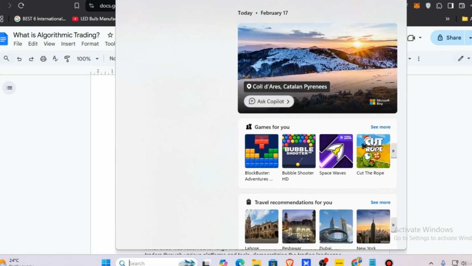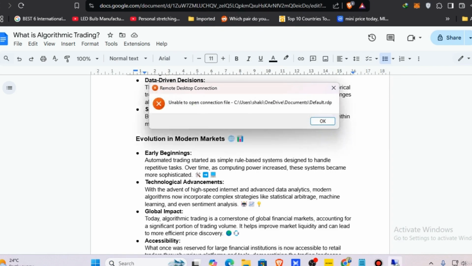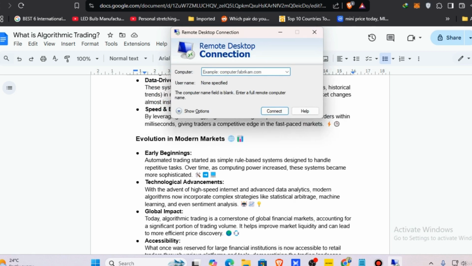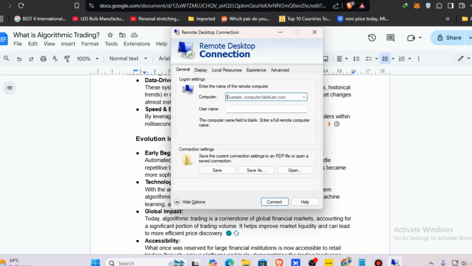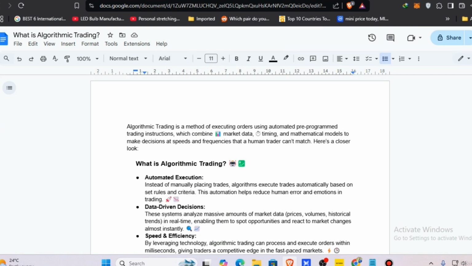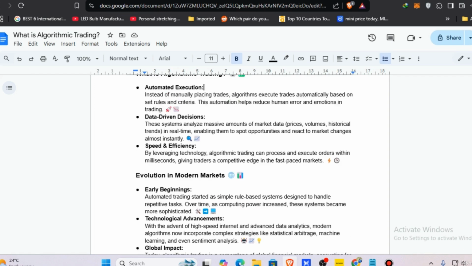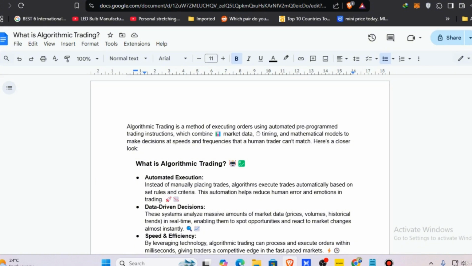Here you write RDP, a remote desktop connection will be available to you, and then you write the computer name, its address, username, and all those things, and you can easily get access. So why can't we use our own computer? Because maybe we will go to work, maybe we need to shut off the computer, and we don't have 100% electricity available all the time. That's the reason RDP is recommended. I hope this whole section is clear for algorithmic trading. Now we will move toward our next video.